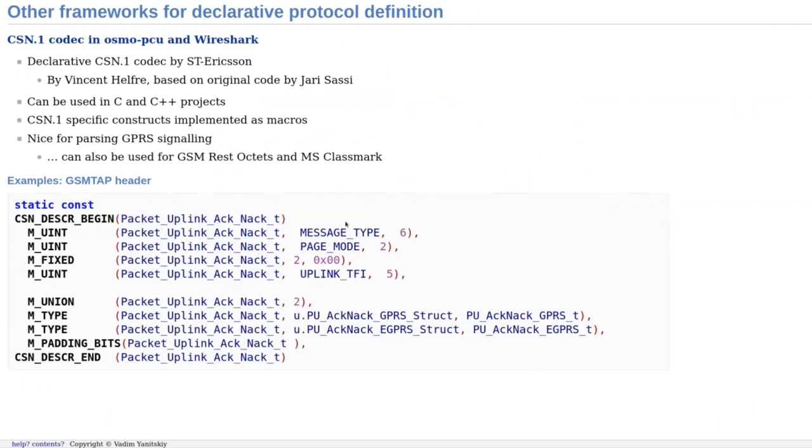And this is how... Okay, I have a mistake on this slide. Of course, it's not a GSM TAP header anymore. It's a packet uplink ACK/NACK message. So you also have uints, unsigned ints of specific size in here, the bit size that's passed as the last argument to the macros. And you have unions, you have padding, and so on. And you can also use external types here.